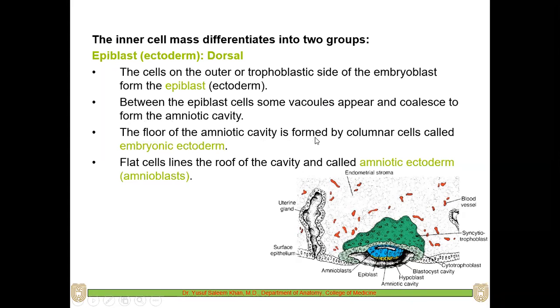The floor of the amniotic cavity is formed by the columnar cells called the embryonic ectoderm. So the floor, this epiblast, is now called the embryonic ectoderm. Flat cells line the roof of the cavity and are called the amniotic ectoderm, or amnioblasts. If you see here, it has a roof. This amniotic cavity has a floor made up of the ectoderm, and above it the cells form a roof around that, called the amnioblastic layer. So the cavity is called the amniotic cavity, and the cells above that are called amnioblastic cells.